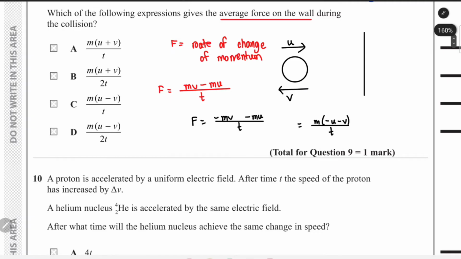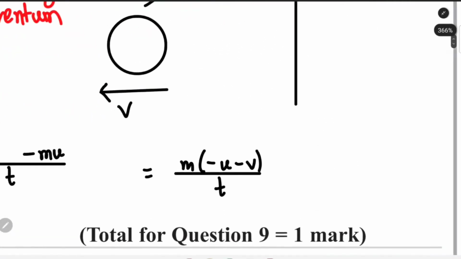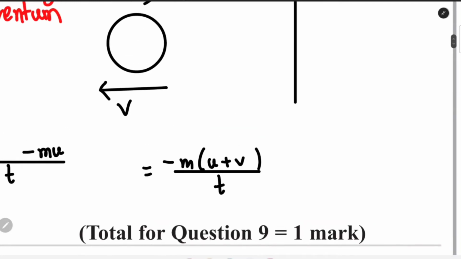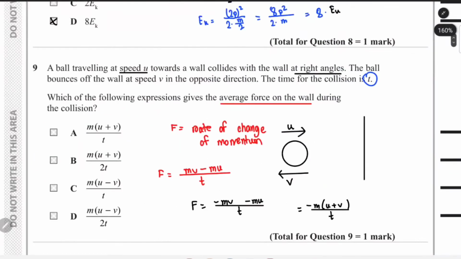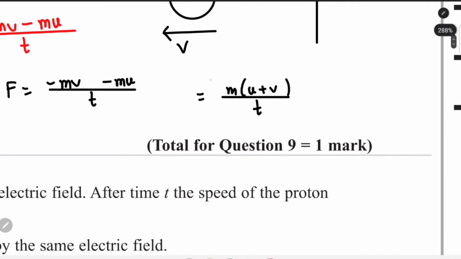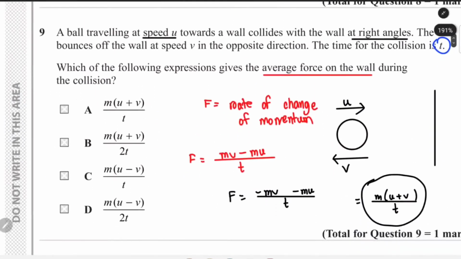Now we don't find that in the answers, so I can take a minus 1 out of here. So I'll have u plus v, and I can take the minus out. Since it's asking for the average force, we can just find the magnitude. We don't have to deal with this minus, so we'll be left with m times u plus v by t, which is option A over here.